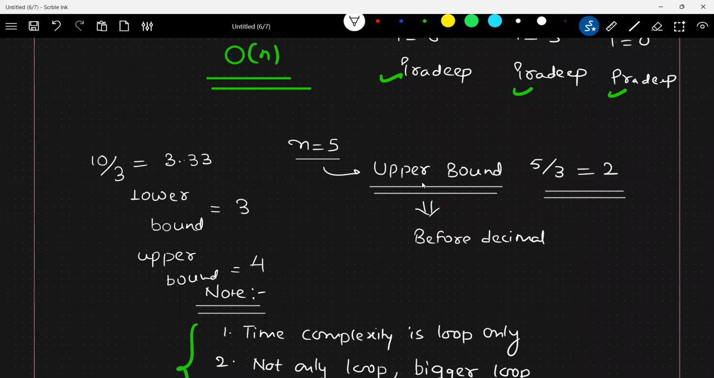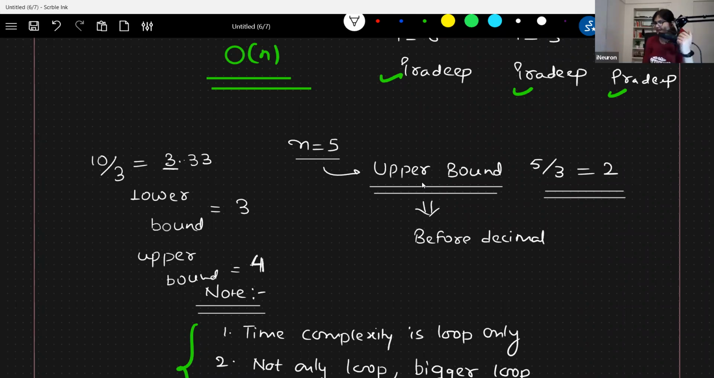Oh, acha. To the result, we will add 1. To the part before the decimal. Okay, so if we got some result like 1.2, the upper bound will be 2 and the lower bound will be 1, right? Correct. Okay, got it. We are just doing a round off in the upper bound. Fine? Okay.